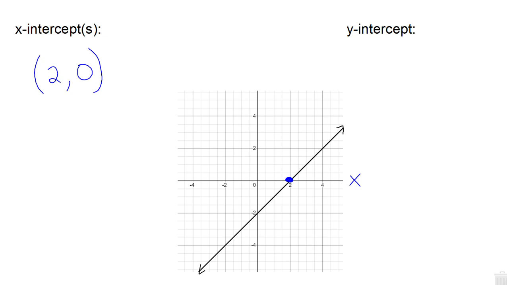Our y-intercept, we'll just look at where it crosses the y-axis. It looks like it's crossing at -2. So our x value should be 0 always for a y-intercept because we haven't gone to the right or to the left. We're at the point where x is 0. And the y coordinate will just be -2.